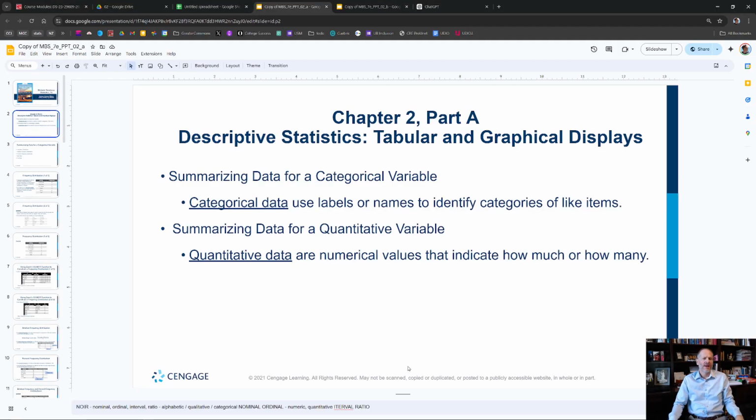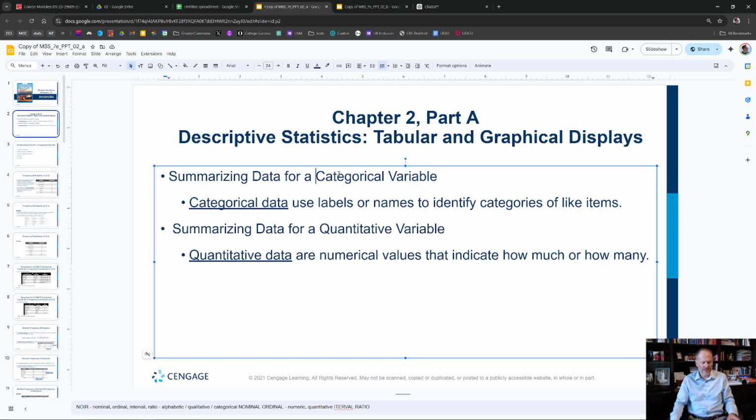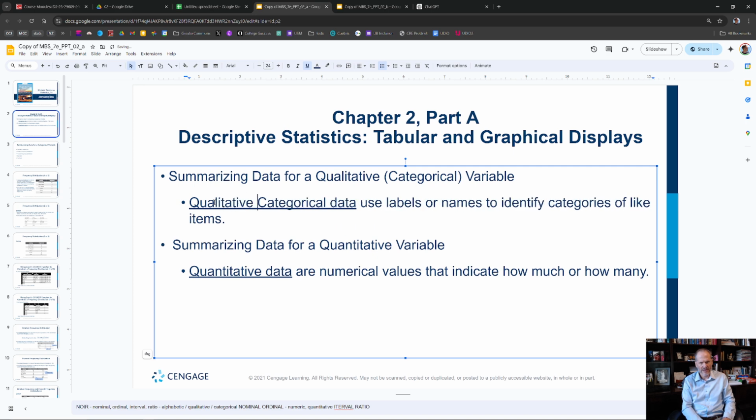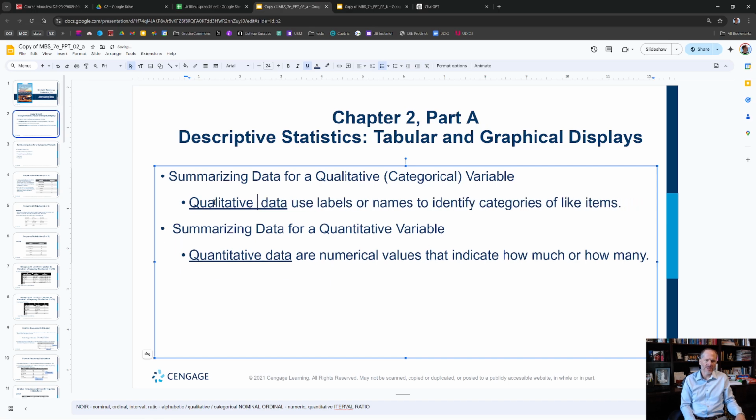All right, so when we look at descriptive statistics, we're going to summarize data for categorical variables and for quantitative variables. I like calling these qualitative because qualitative has more assonance with quantitative. So we're going to summarize data for qualitative variables. Qualitative data uses labels or names to identify categories of like items, and quantitative data are numerical values that indicate how much or how many.